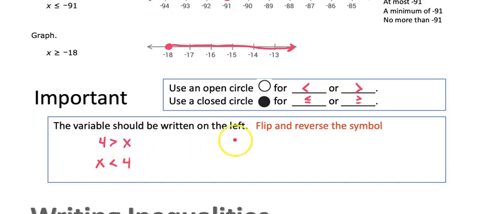Let's just look at another one. If I read it from x, and 6 is less than x, let's flip it around and say, well, that means x is, well, it's not less than 6, it's greater than 6. So if you flip the numbers, you must reverse the symbol.